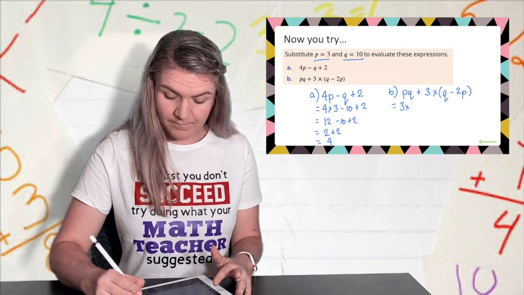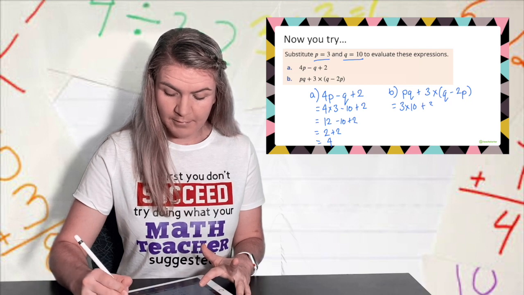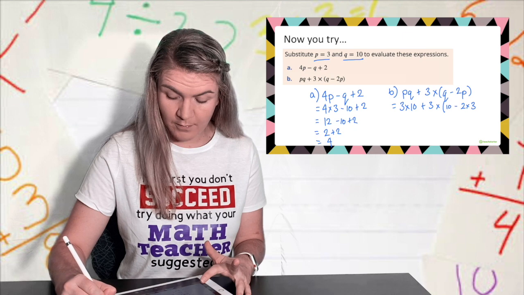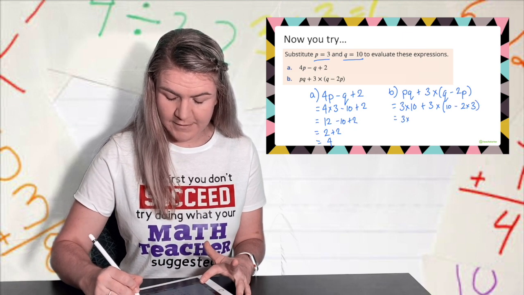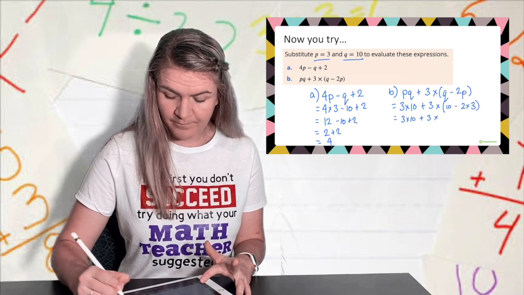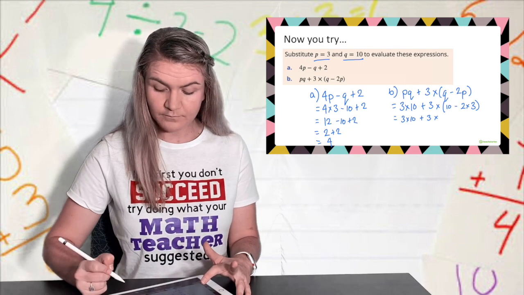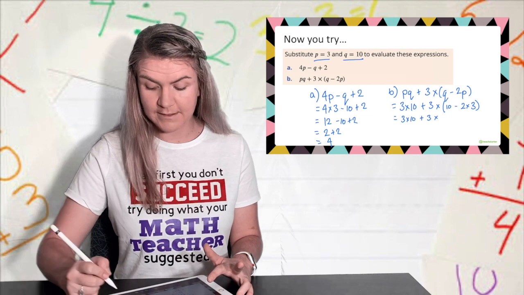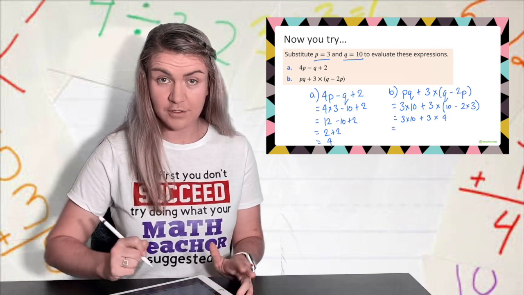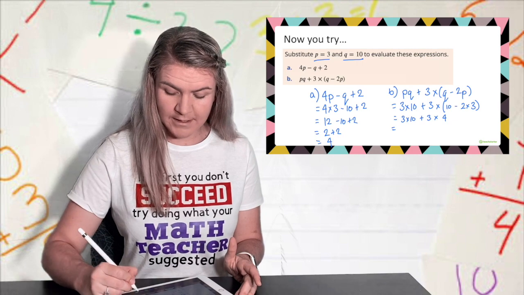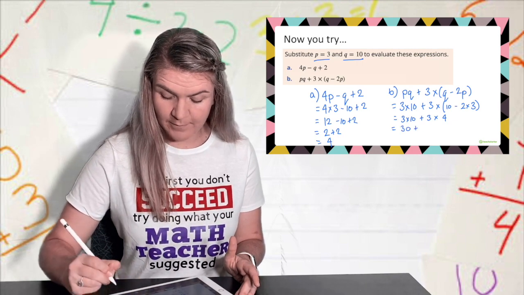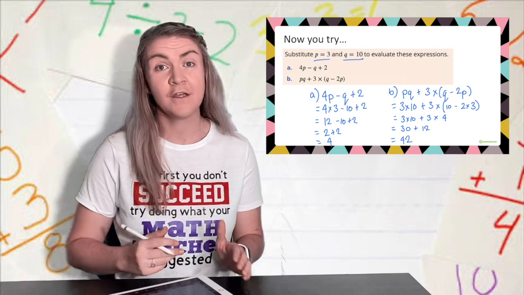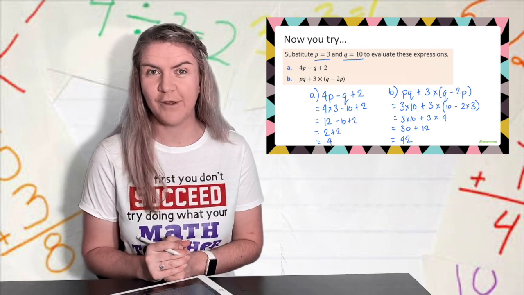p equals 3, times q, which is 10, plus 3 times q, which is 10, take 2 times p, which is 3. All right, brackets first. I might do the whole bracket. 2 times 3 is 6, and then 10 take 6 is 4. Now I've got 2 sets of multiplication. 3 times 10 equals 30, and 3 times 4 equals 12. And 30 plus 12 equals 42. So you can see it's exactly the same when we have more than one letter.